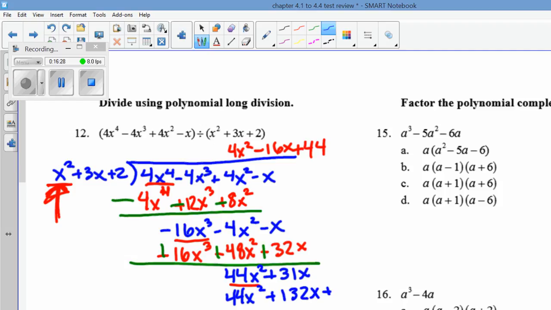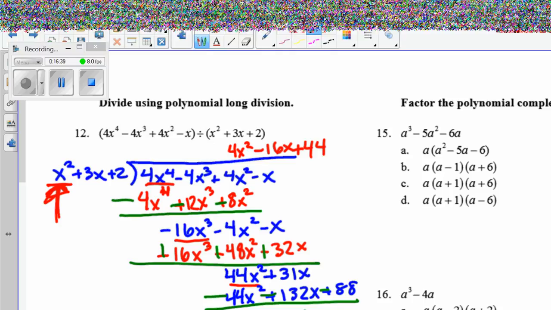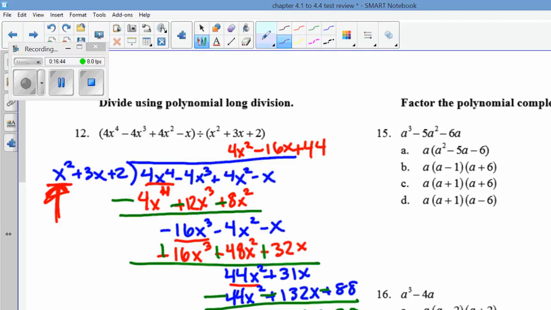And then 44 times 2 is 88. When you draw your line, you change your signs. So this is 101. It's negative 101x minus 88. So your final answer is 4x squared minus 16x plus 44 plus negative 101x minus 88 over x squared plus 3x plus 2.